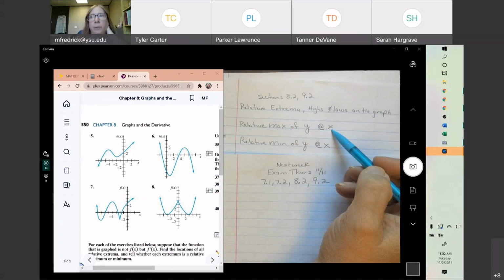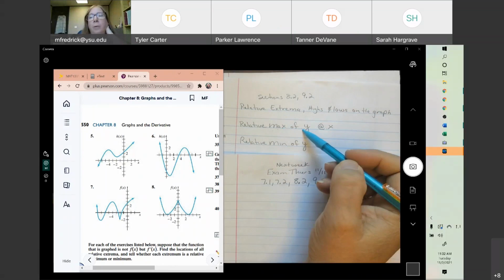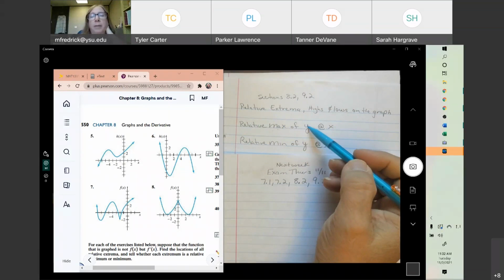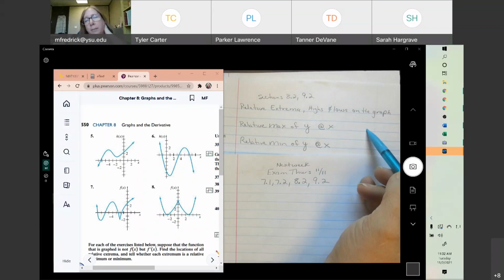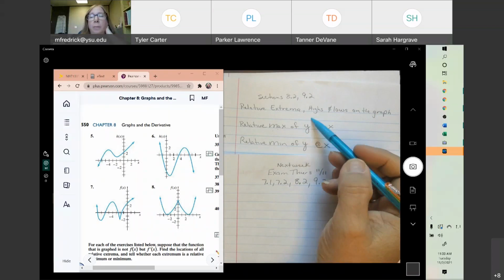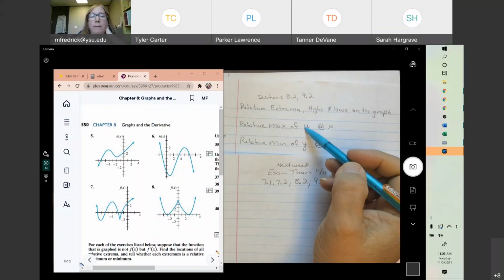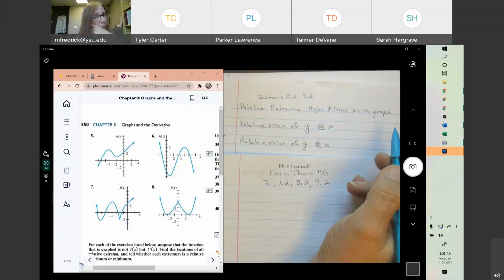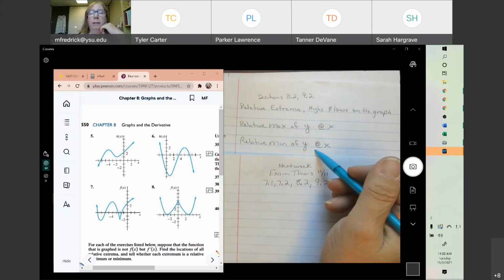So if x value was boxes of candy and y is the profit, you have a maximum profit of a certain amount when you sell however many boxes of candy. So you put your maximum first, and that's the y value. x is the value that gets you there. Same thing with min.